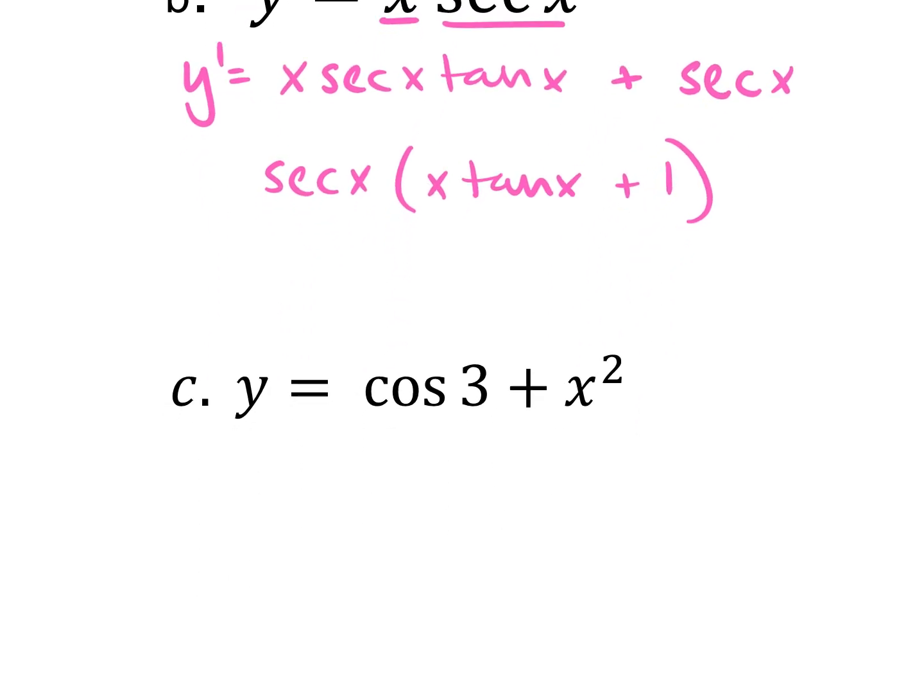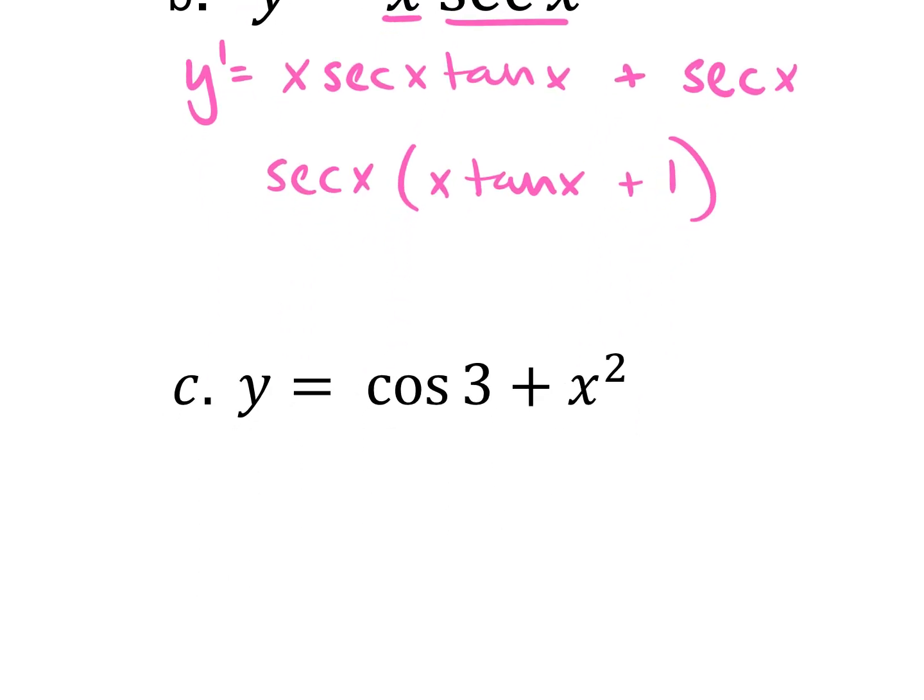And then let's look at C. Be careful with C, because cosine of 3 doesn't have an x in it. So this is technically just a constant. What's the derivative of any constant? 0. Awesome. So this would just be 0. And then what's the derivative of x squared? 2x. So our derivative would be 2x.